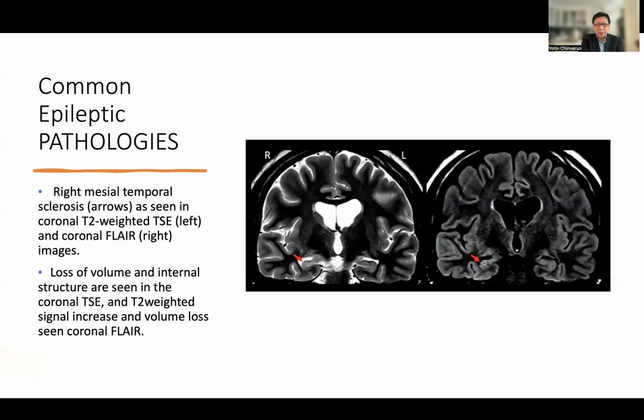A very common epileptic pathology that can be found when we do MRI scan is, for example, mesial temporal sclerosis. This is assessed by looking at the T2 weighted imaging and the FLAIR technique. You see the loss of volume of the hippocampus, and the internal architecture is abnormal. On the T2 weighted imaging and also on the FLAIR, you see increased signal.